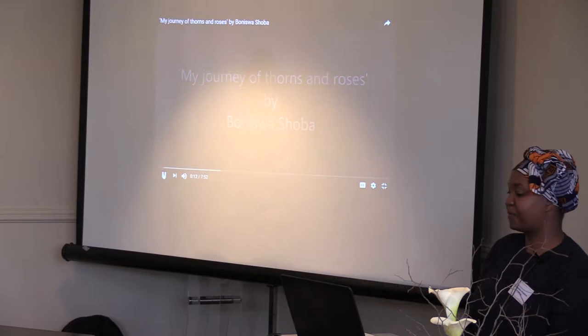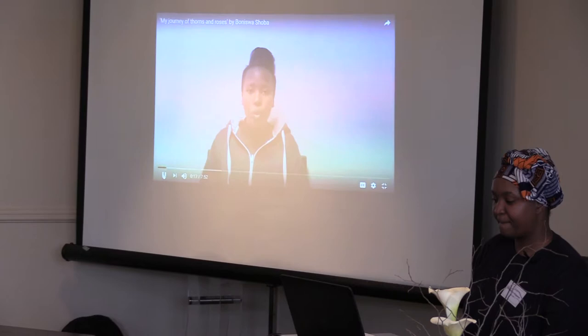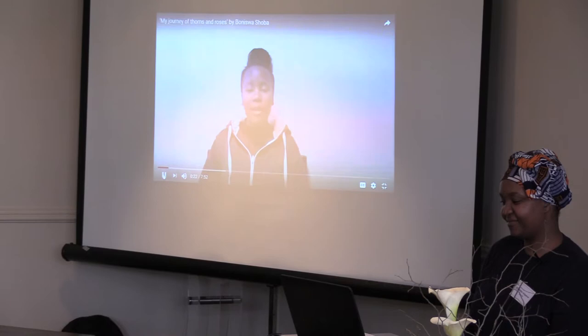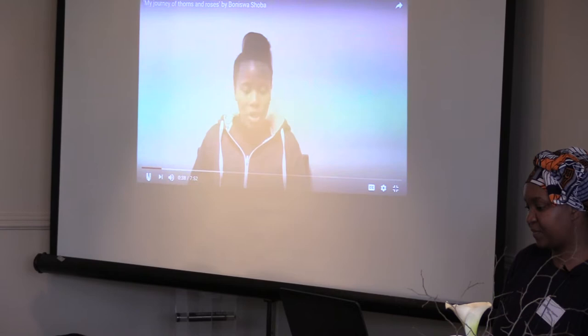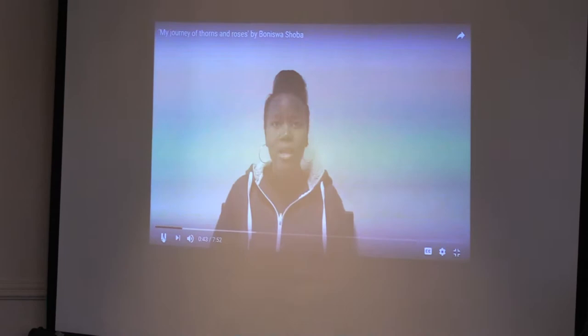I'm from Alwell North. I'm currently studying Bachelor of Social Sciences at the University of the Free State. So I'm going to take you through my journey of being a student, and the title of my journey is My Journey of Thorns and Roses. So the first picture is entitled My Arrival and captioned Roses Have Thorns.